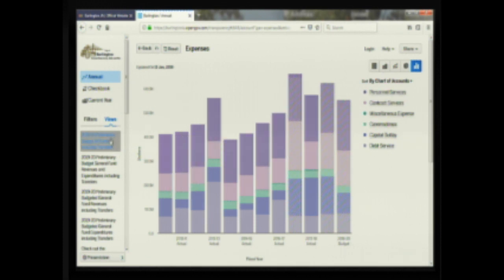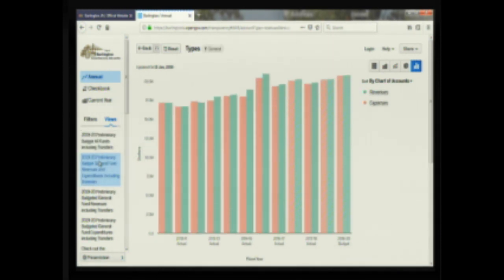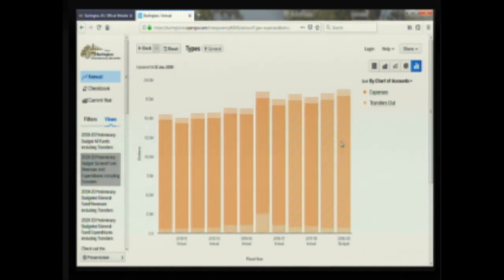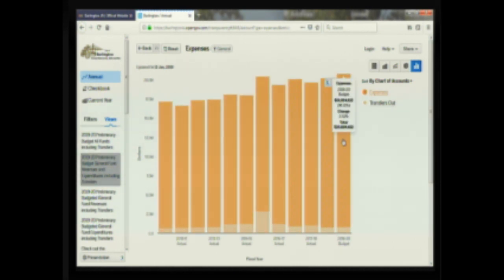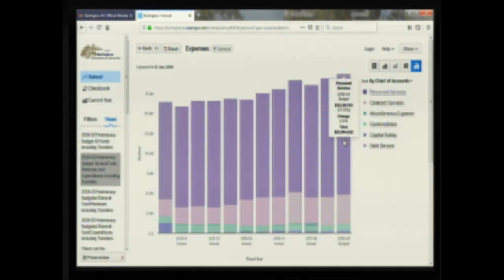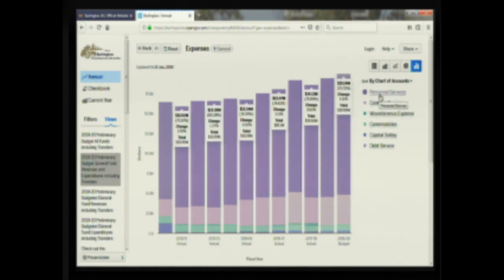Not only for an overall budget, but we spend a lot of time talking about just the general fund. You can do the same thing on the general fund to click into the budget information for expenditures and take a look at what the breakdown of what those expenditures are by category. For example, personnel services is about 75% of general fund costs.